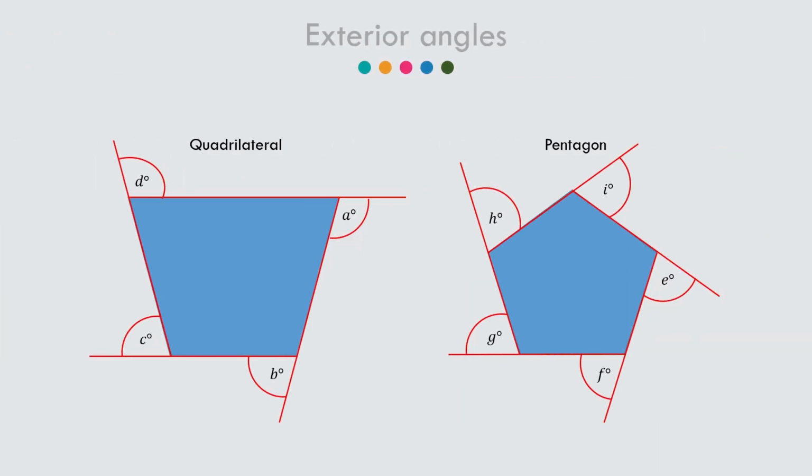Here we have extended the lines of the sides of the shape. This gives us the exterior angles. Again, you can see that in the quadrilateral the angles are not the same size. But with the pentagon, the exterior angles are all the same size because the shape is regular.